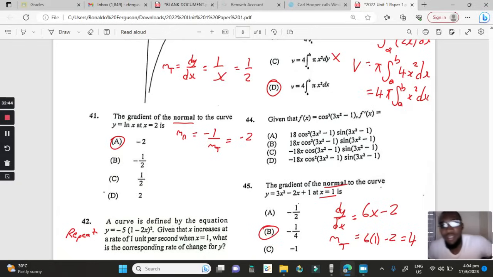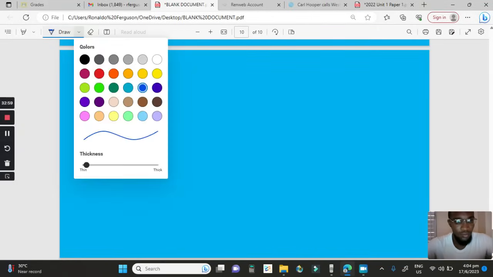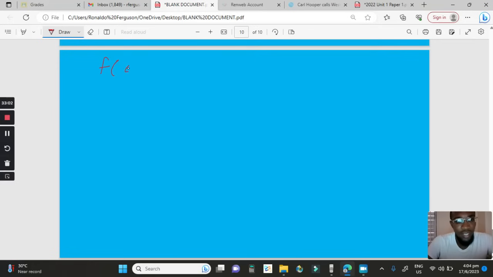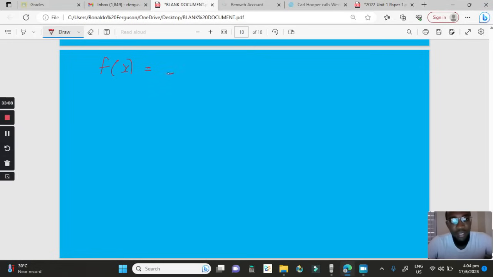Number 44. Differentiating cos cubed. They don't even give us any space to do this. CXC needs to give more space to that last one. We have f of x is equal to cos cubed of 3x squared minus 1. Now f prime of x, we just need to differentiate this. Remember, we're going to have to rewrite this as cos of 3x squared minus 1, all cubed.